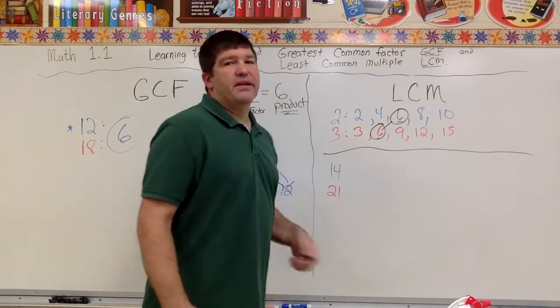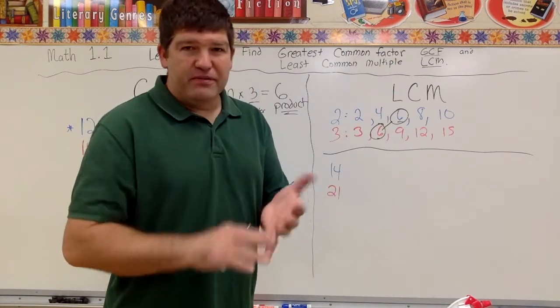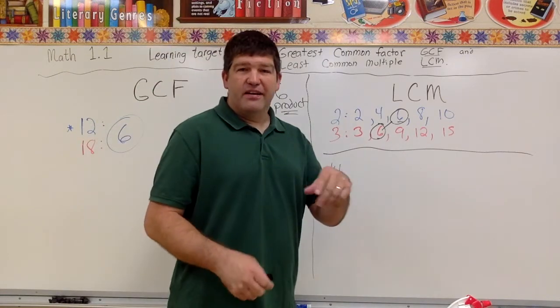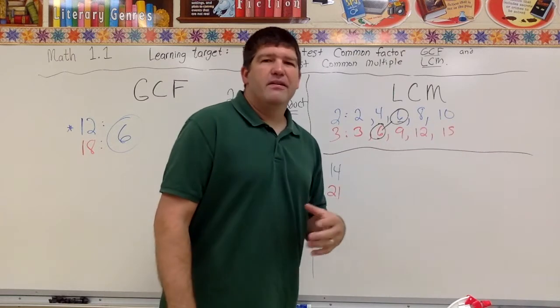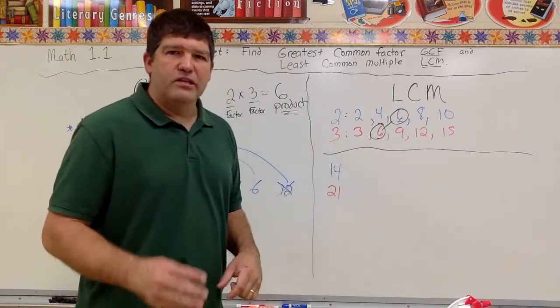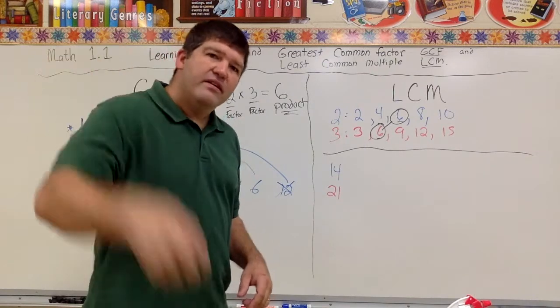Now, that's with 2 and 3. Those are smaller numbers. You know, I love 2s, 3s, 4s, 5s, 10s, 100. I could even do 100, 200, 300, 400. But, well, what about numbers like this, 14 and 21? Those are a little bit harder in your head to just kind of go out with.